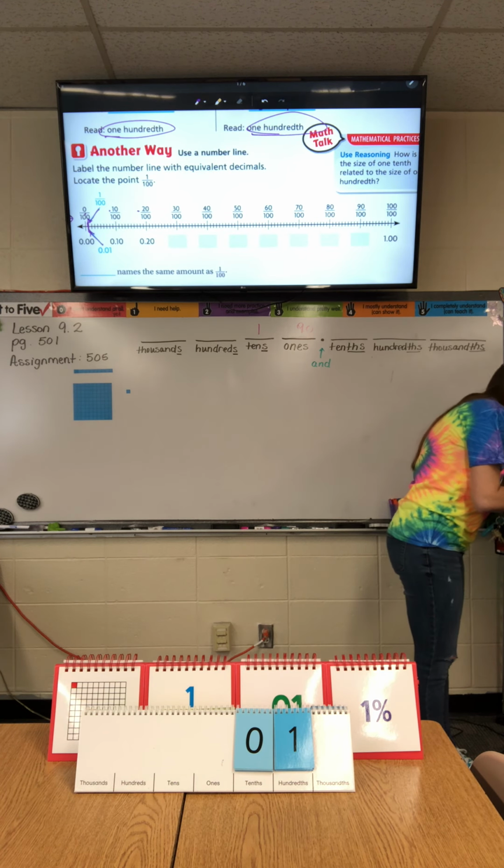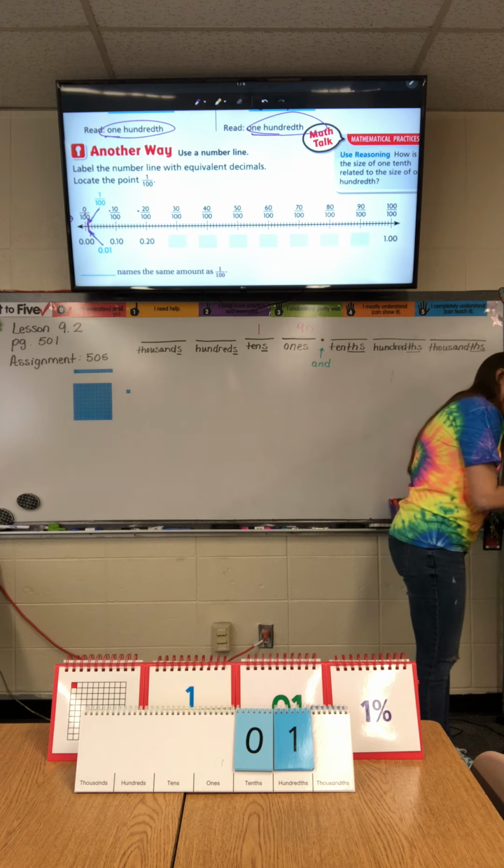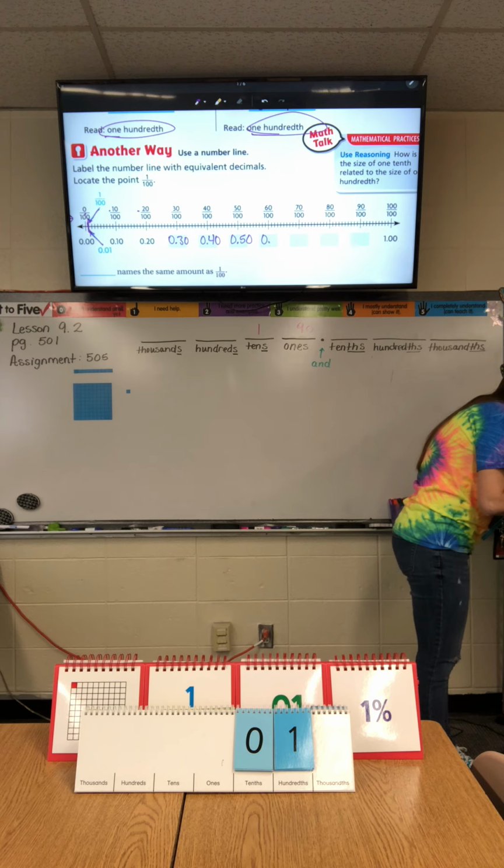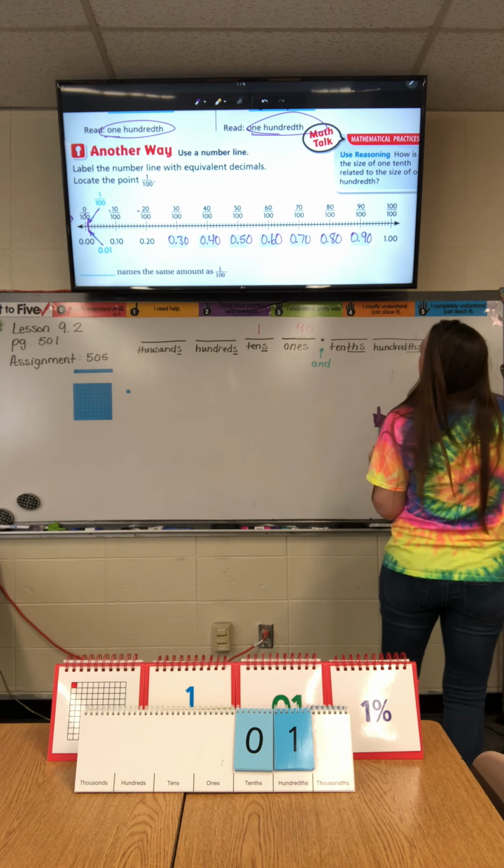Okay, so we have 10 hundredths is the same as 0.10, 20 hundredths is 0.20, 30 hundredths is 0.30, 40 hundredths is 0.40, 50 hundredths is 0.50, 60 hundredths is 0.60, 70 hundredths is 0.70, 80 hundredths is 0.80, and 90 hundredths is 0.90. Make sure that's all showing up. Okay.